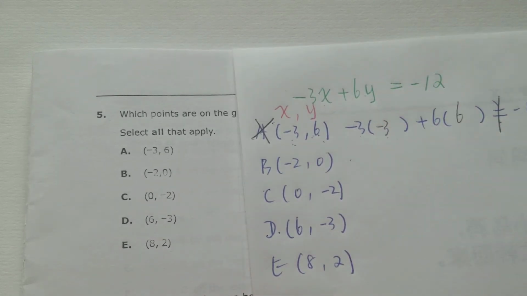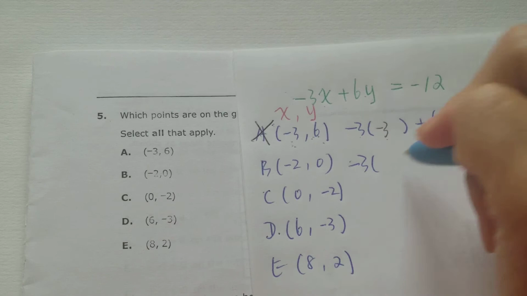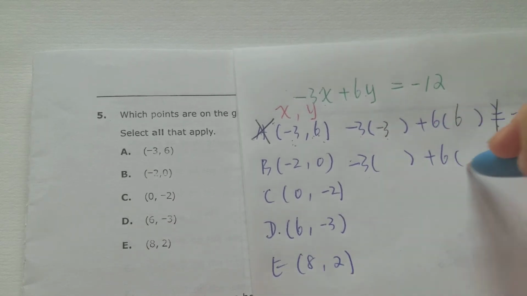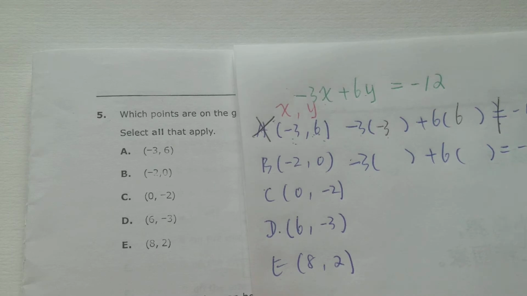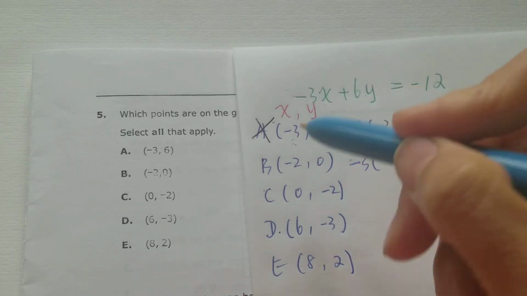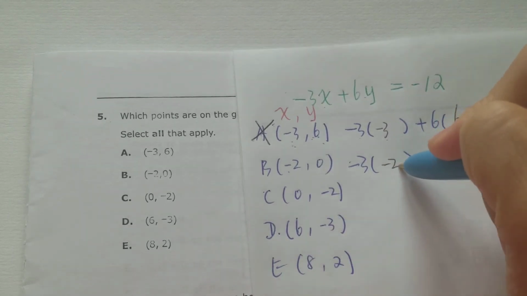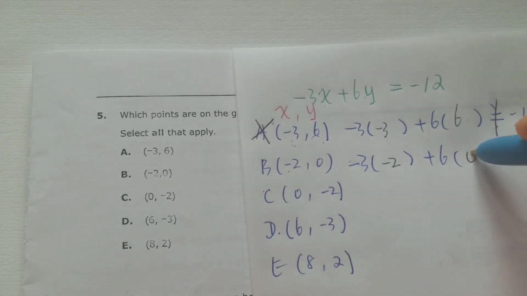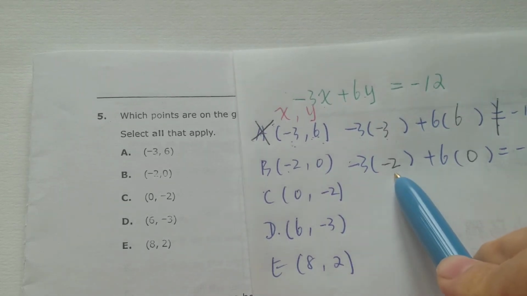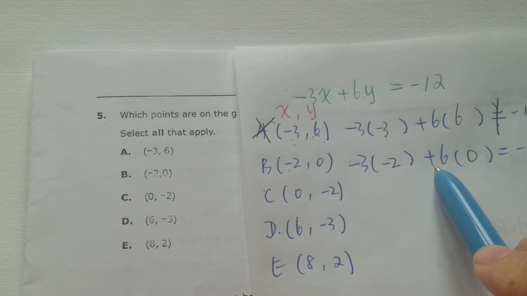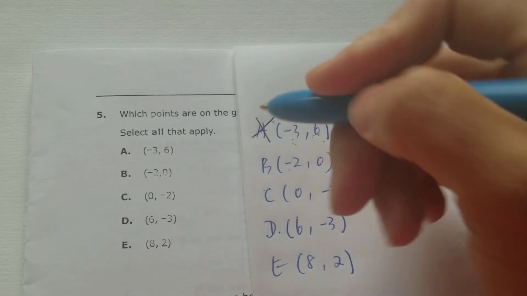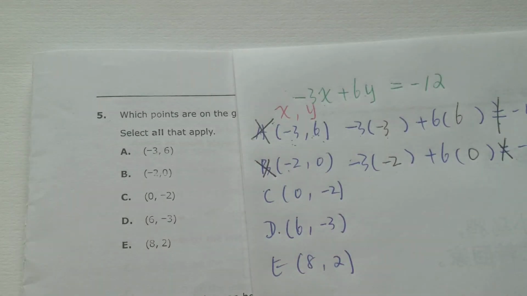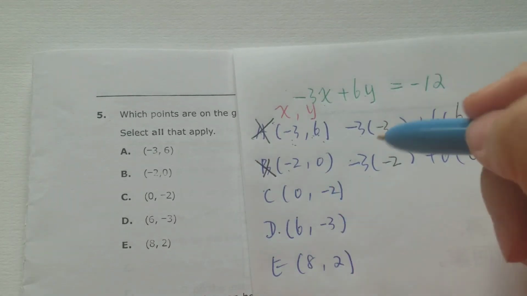Second one, -3 times x plus 6 times y equal -12. Now let's see. Our x is -2. Our y is 0. Negative times negative, which is +6, plus 0, does not equal -12. So point B is gone.